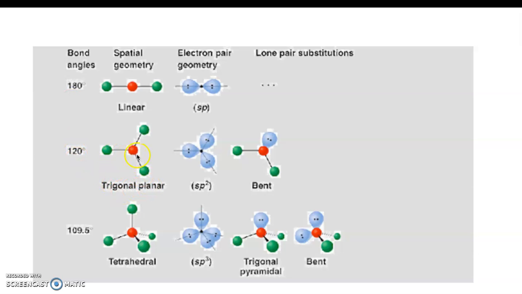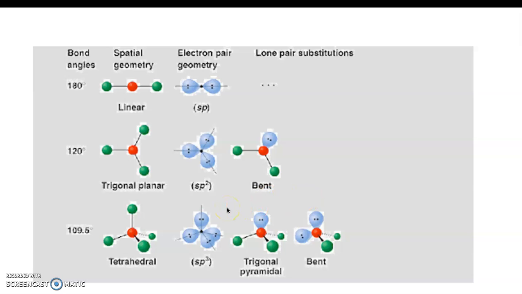Trigonal planar is here, 120 degrees. If it's bent, the only thing that's different is instead of having a bond here, it has a lone pair of electrons, which means it's 120 degrees also. And then you have tetrahedral, which is 109.5. You have trigonal pyramidal, where you take this one away and you put a lone pair of electrons. That's also 109.5. Or you take this one and this one away and you get another bent, but with 2 unshared pairs, which is 109.5. So that's what we're going to go back to as we start to make some of these predictions.